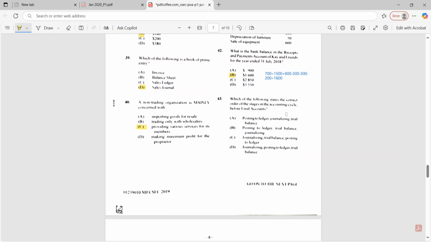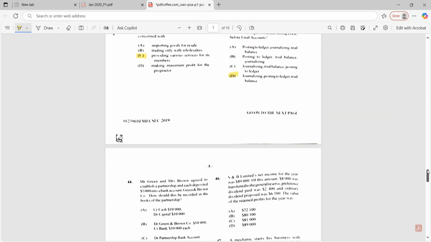Now, which of the following states the correct order of the stages of the accounting cycle? A. Post into ledger, journalizing, trial balance. B. Post into ledger, trial balance, journalizing. C. Journalizing, trial balance, post into ledger. Or D. Journalizing, post into ledger, and trial balance. Of course, we know that journalizing is first since it is the book of prime entry. And also, we know that trial balance is last because that is final accounts. So, therefore, we have to post to the ledger after we journalize. And the answer is D.